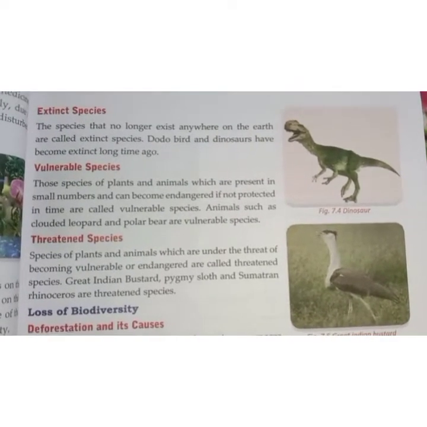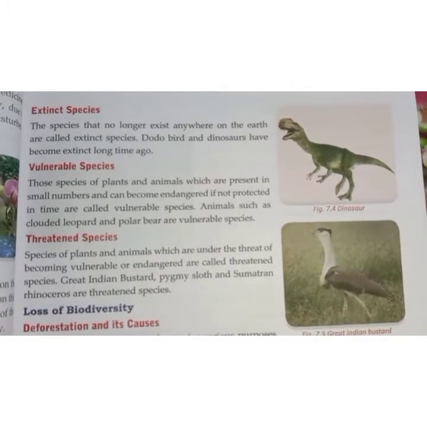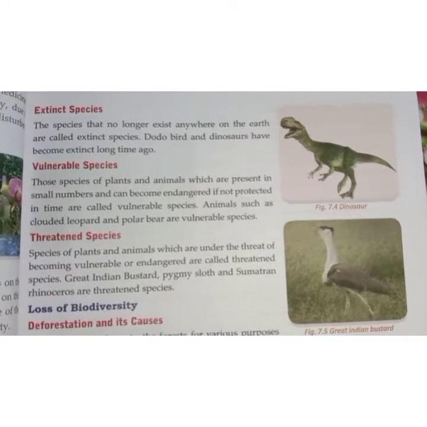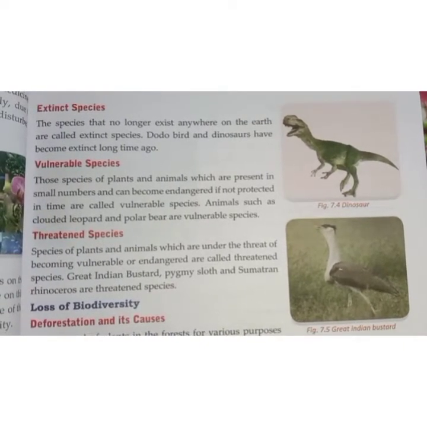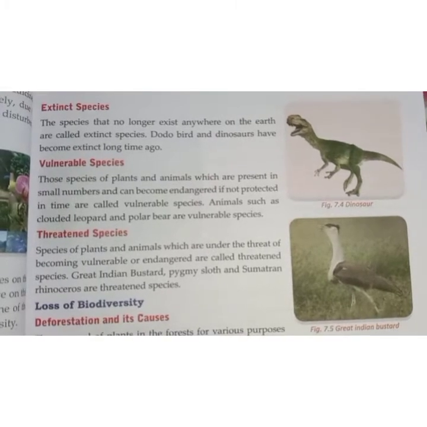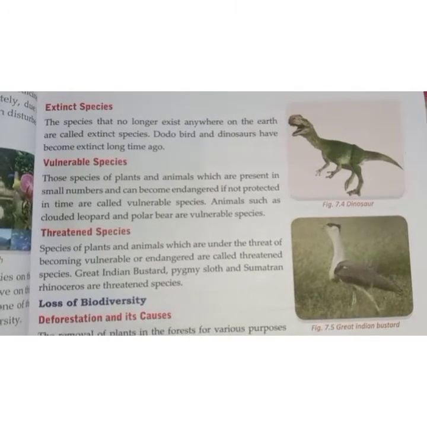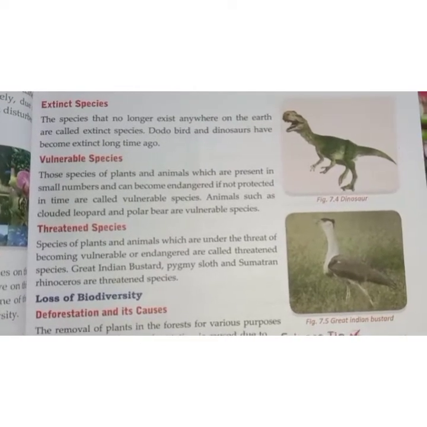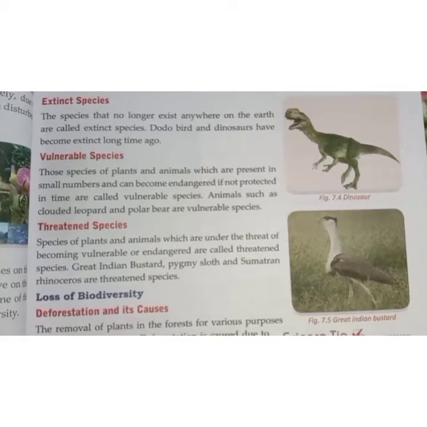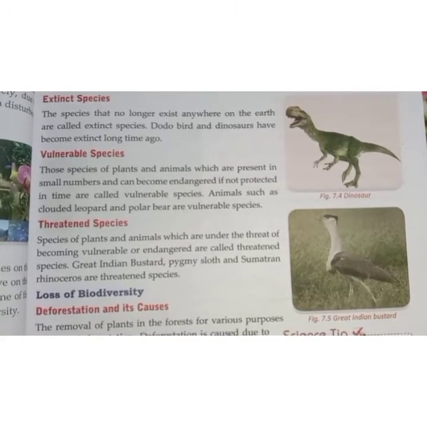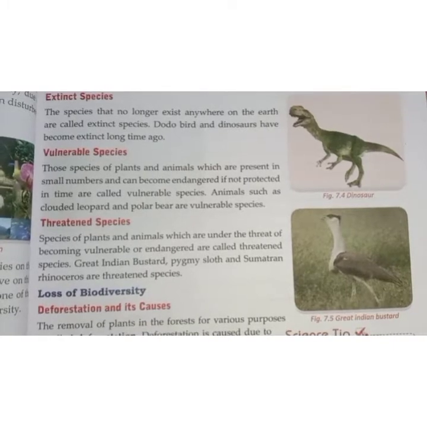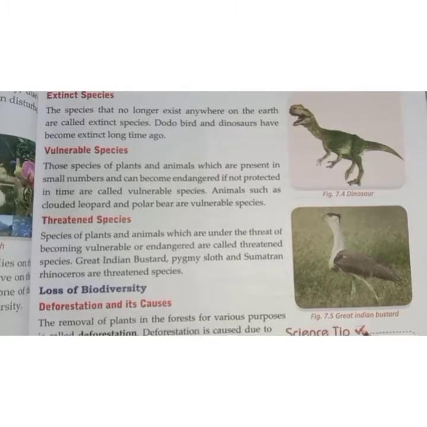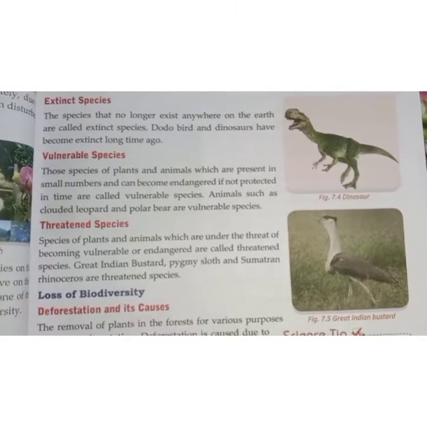Next is vulnerable species. Those species of plants and animals which are present in small numbers and can become endangered if not protected in time are called vulnerable species. Animals such as clouded leopard and polar bear are vulnerable species. Threatened species: species of plants and animals which are under the threat of becoming vulnerable or endangered are called threatened species. Great Indian bustard, pygmy sloth, and Sumatran rhinoceros are threatened species.